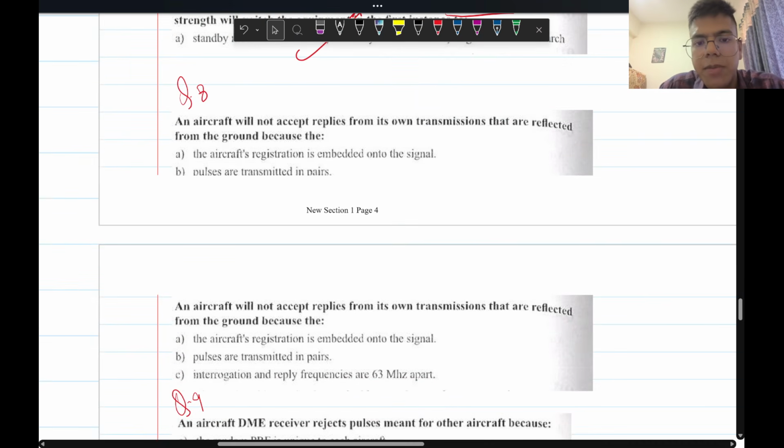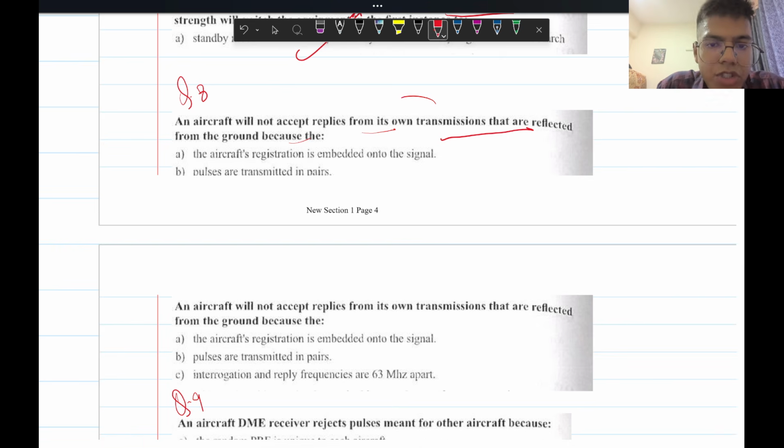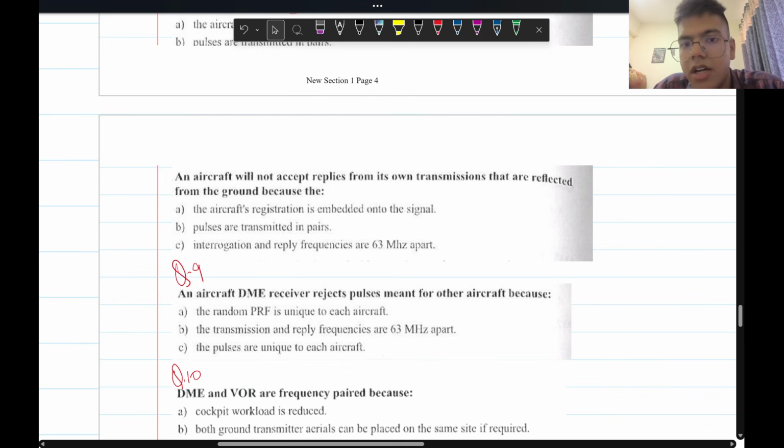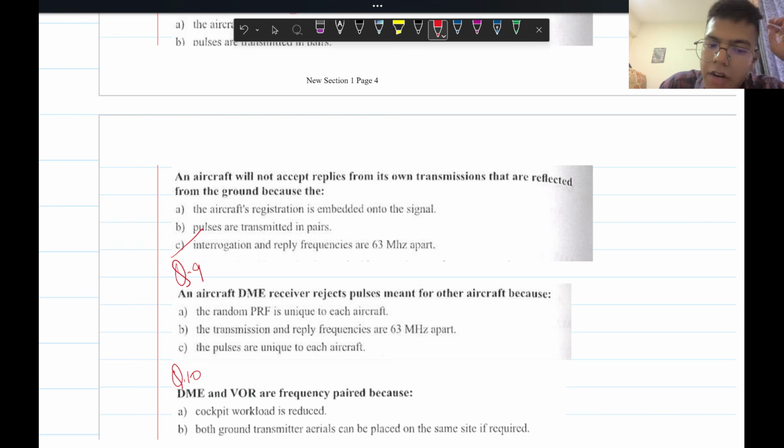An aircraft will not accept replies from its own transmission that are reflected from the ground because, see, aircraft will not accept replies from its own transmission. Why are the replies of its own transmission not coming to it? Because, yes, it's written here, because the frequencies are different. There's a difference of 63 megahertz. An aircraft DME receiver rejects pulses from the other aircraft.